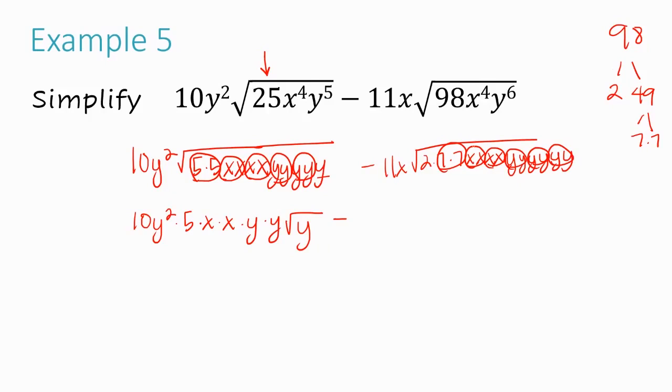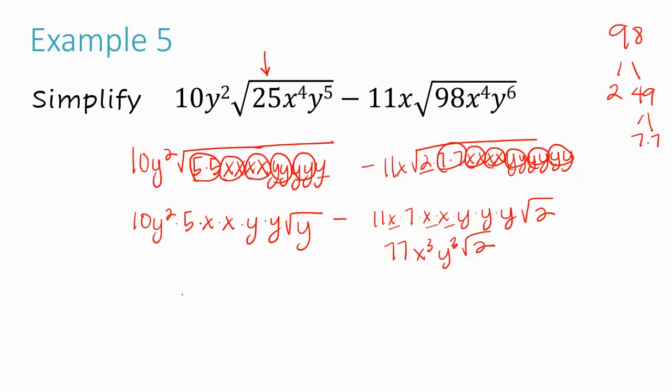Okay. Now I'm going to pull all of this out, and the only thing that's going to be left underneath the radical is the square root of 2. So I have 11x times 7 times x times x times y times y times y, the square root of 2. Now I'm going to multiply everything that I can. I have 11 times 7, and that's 77. And then I have 3 x's, 1, 2, 3, so that's x to the third power. And 3 y's, so that's y to the third power.